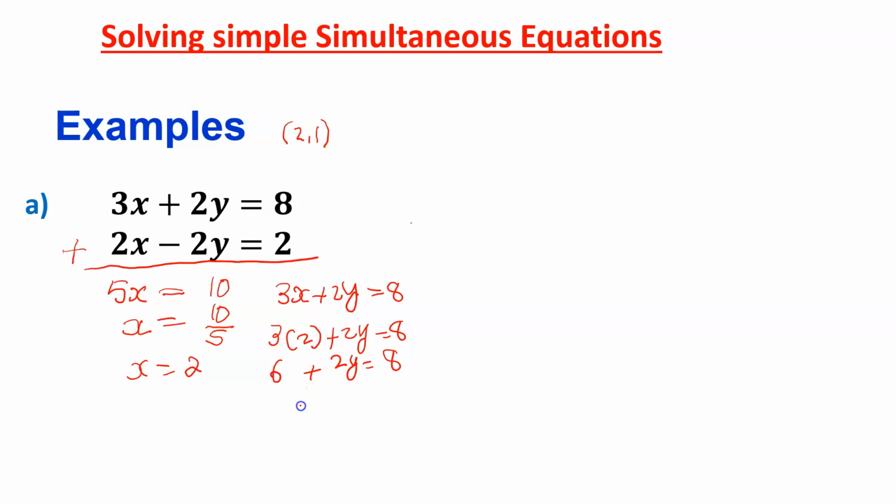Solve it for y. That gives you 2y equals 8, take away 6, and that gives you 2y is 2. And finally, y is 2 divided by 2, and the answer is y is 1. Do you see? We found y is 1 as well. So our point now is x is 2 and y is 1, exactly what we found when we solved it graphically.